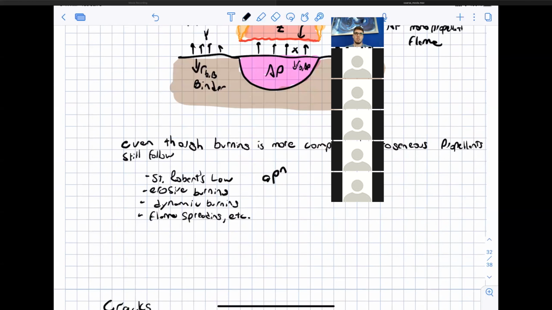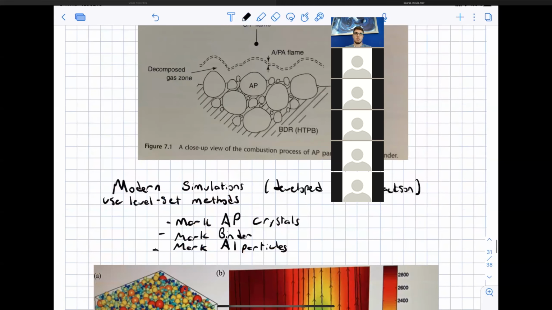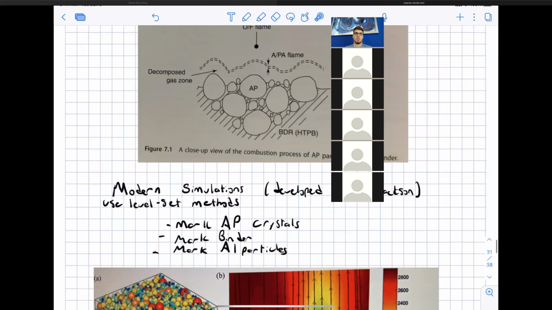So all of the stuff that I discussed for homogeneous propellants is still in play, but erosive burning and dynamic burning become a bit more complicated, because you could imagine, if you're looking at this surface here, if you have a very high speed cross flow, it is also possible for shear forces to dislodge AP crystals and basically rip them off the surface and convect them into the flow.